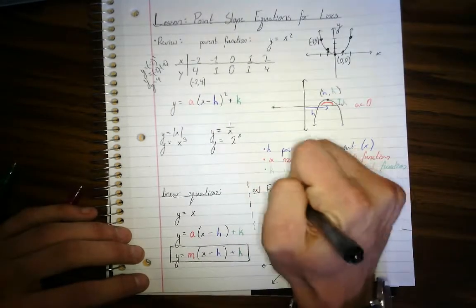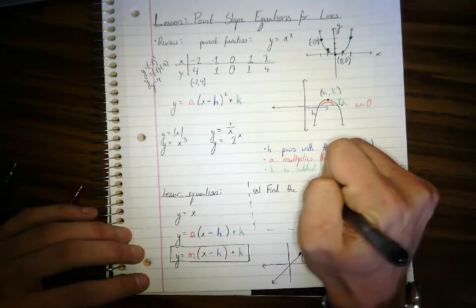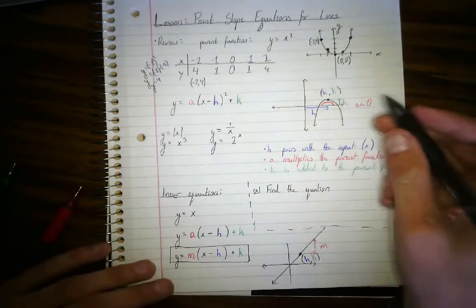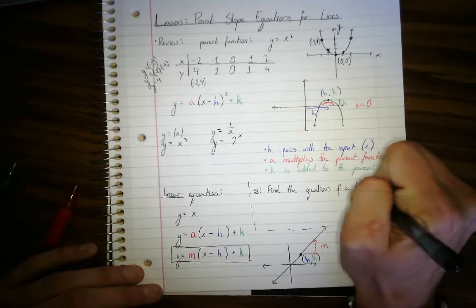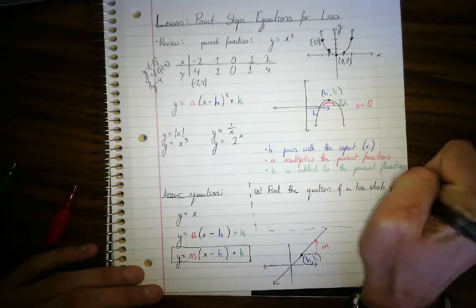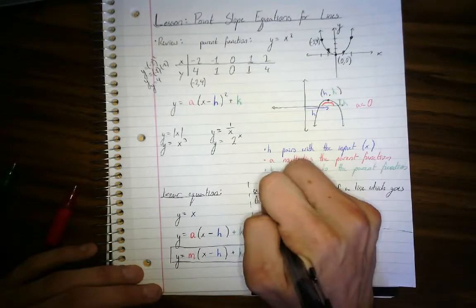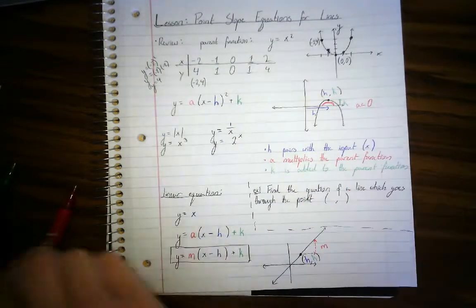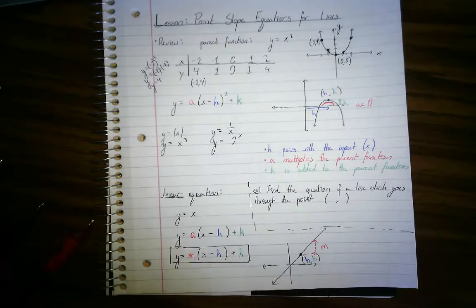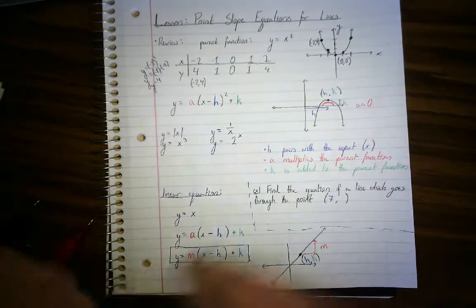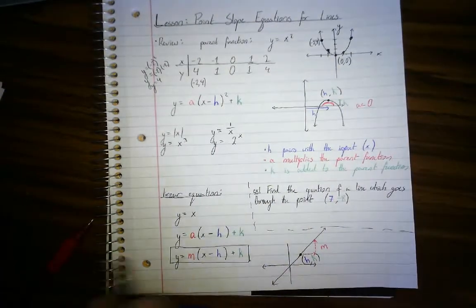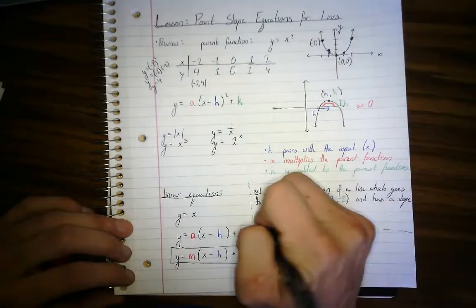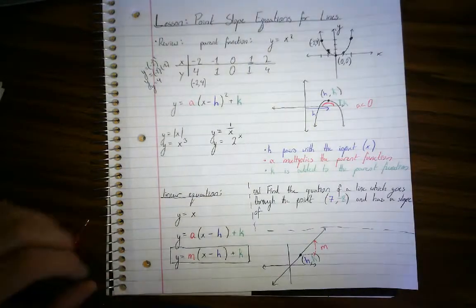Find the equation of a line which goes through the point (-7, -8) and has a slope of -4.